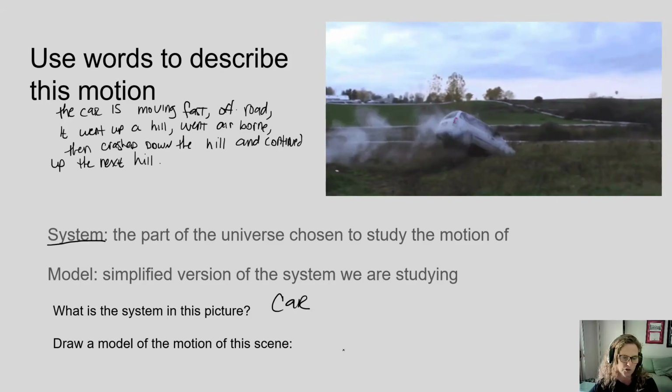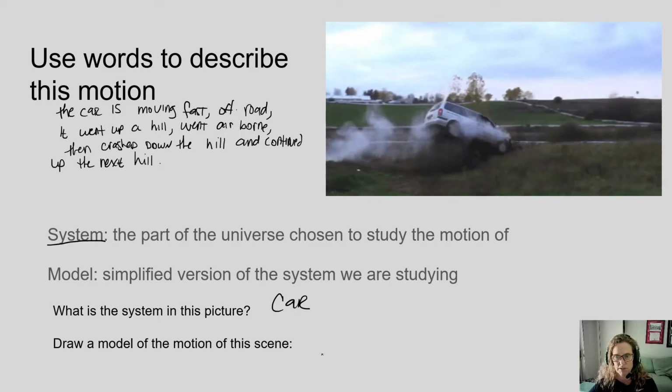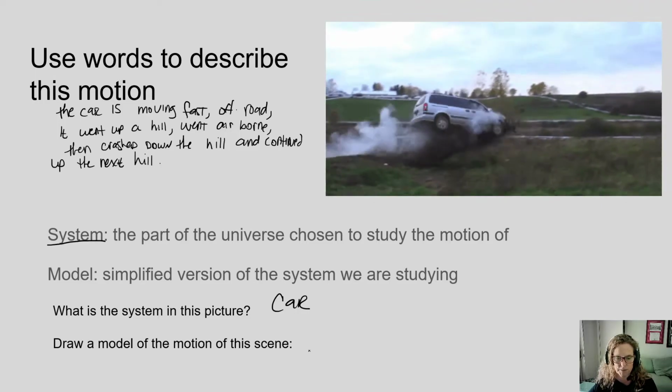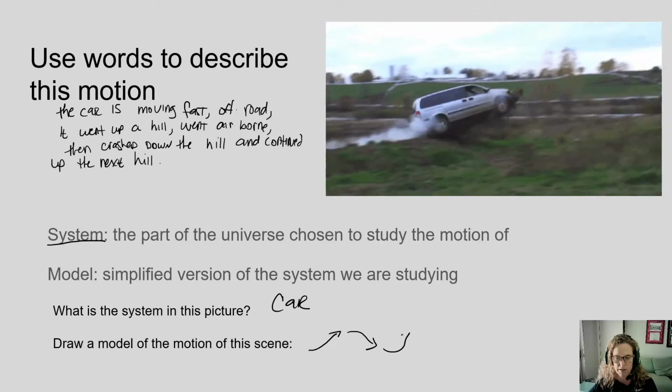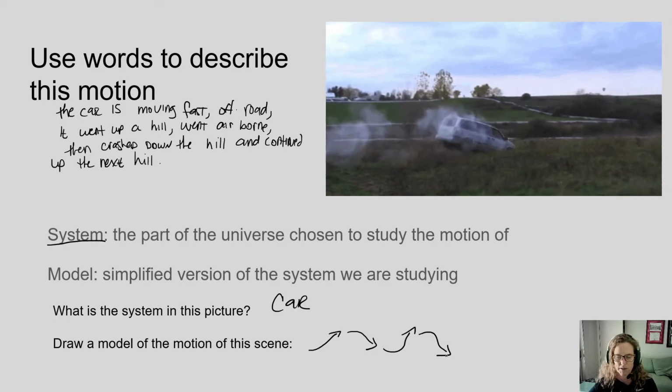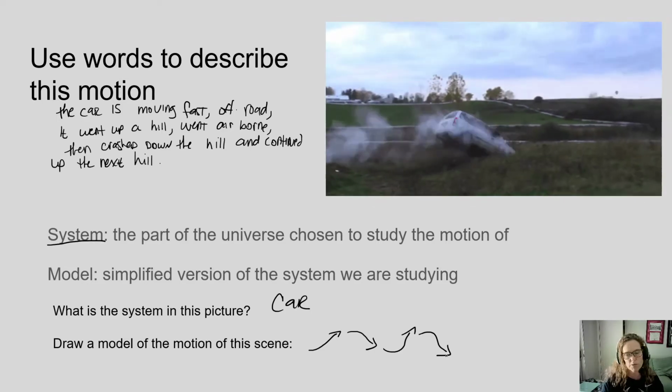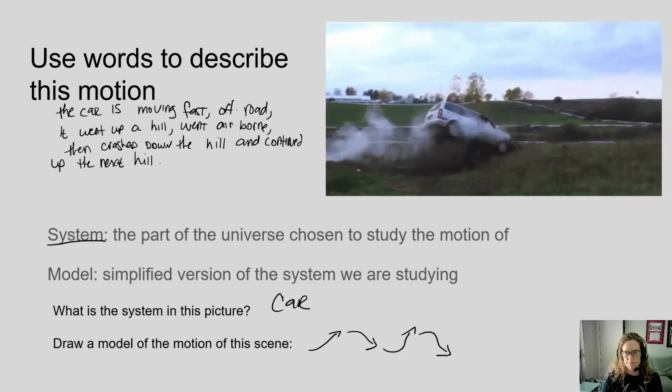And then the next part says to draw a model of the motion. So that car's going up and down and up and down. So I might want to draw some arrows going up and then going down. And it's going back up and it's going back down. And that will kind of show me a model of what the motion of that car is doing. So it kind of makes some sense.